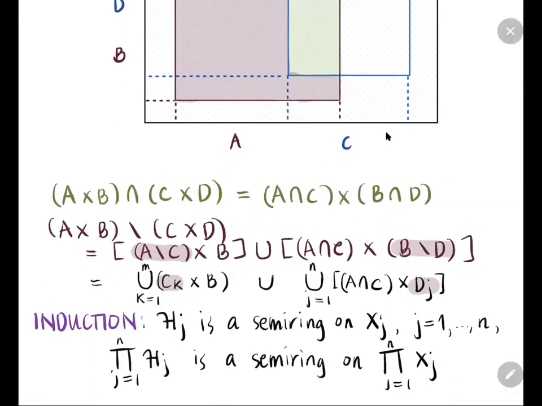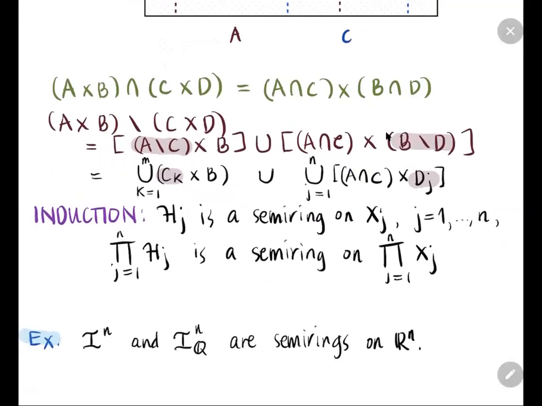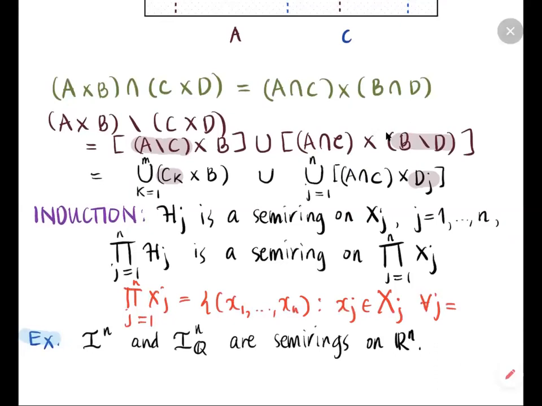And as usual, by a simple induction, if you have n semirings H sub j on a set X sub j, the Cartesian product of these semirings is again a semiring on the Cartesian product of the underlying sets. Okay, so recall that the Cartesian product of the X sub j is the set of all n-tuples such that x sub j is an element of the capital X sub j for all j from 1 up to n. So that's the definition of the Cartesian product of n sets.